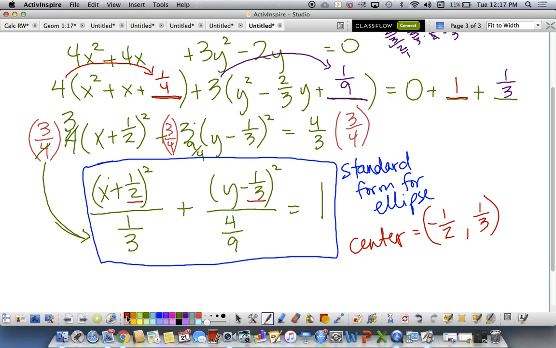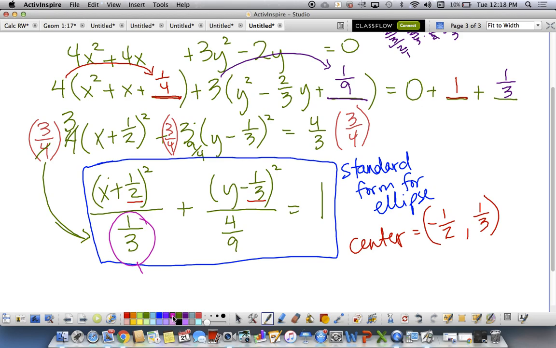Now, these numbers underneath. What color have I not used? We're going to use this pink color. These numbers under here will be, do you remember, kind of like the circle? We had an r squared. Okay, this means our x values will move the square root of whatever's in the denominator.